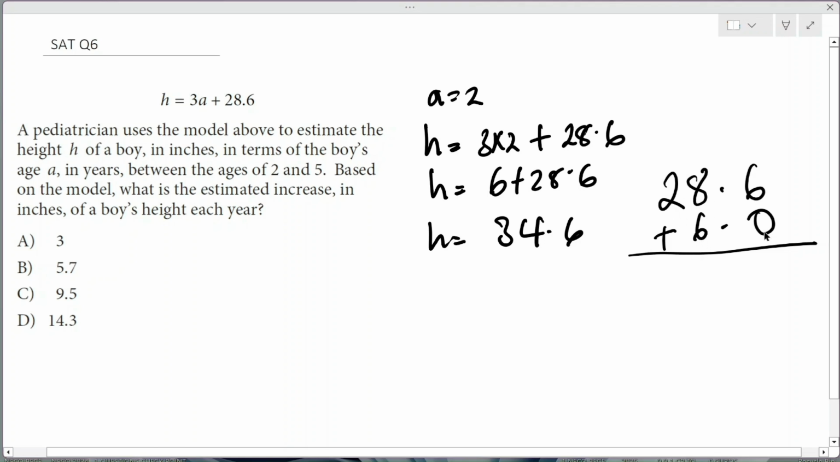Then you add, you say 6 plus 0, that's 6. You put your decimal. 8 plus 6, that's 14. You write 4, you carry 1. Then 1 plus 2, that's 3. That's how we got 34.6.